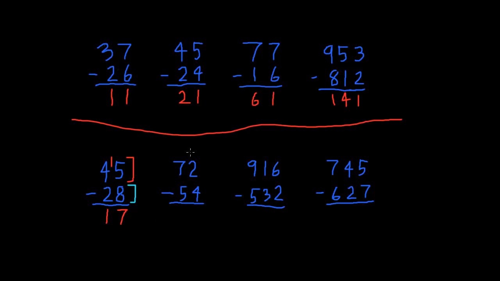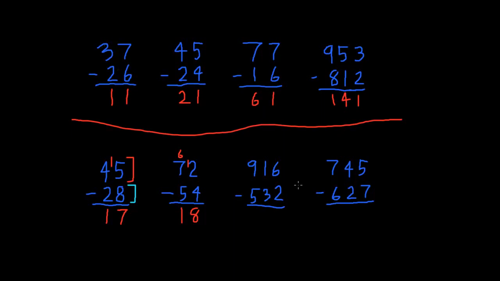Moving on to the next one, we can see that we are going to have to borrow. So instead of 7, we imagine 6. So 6 minus 5 is 1. And then we imagine a 1 in front of there. So we have 12 minus 4, which is 8, and that gives us 18 for the answer.